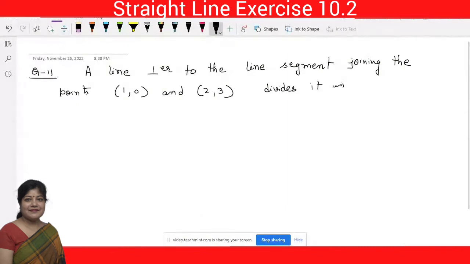What is given? Find the equation of line.